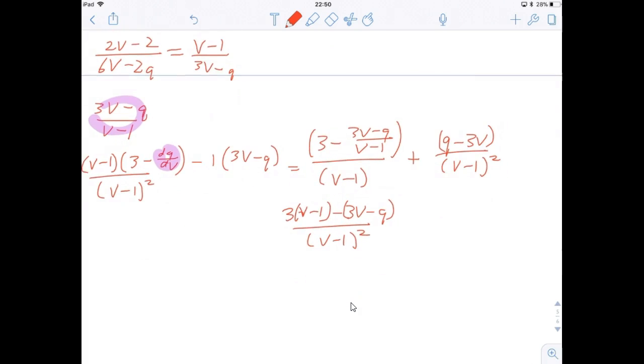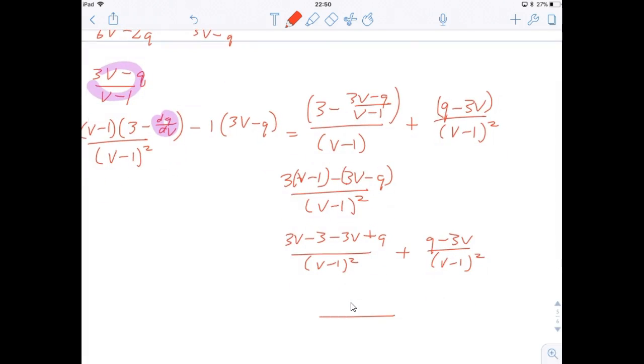Okay, and so let's try to simplify that one more time. So 3v minus 3 minus 3v plus q, divided by v minus 1 squared. And here we also have q minus 3v divided by v minus 1 squared. And so let's add those two together. The bottom is v minus 1 squared, and the top, let's see, we have 3v here, and we have minus 3v here. Those cancel. We have 2 q's, and we have negative 3v, so we'll put 2q minus 3v minus 3.